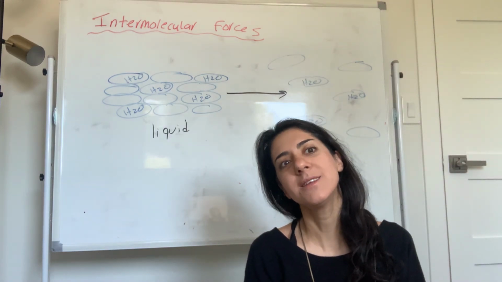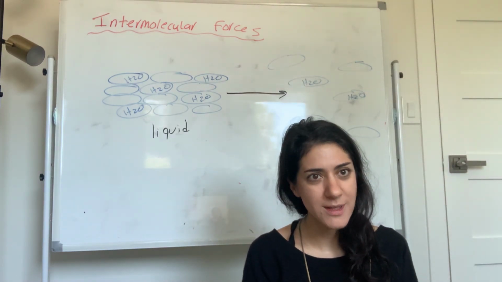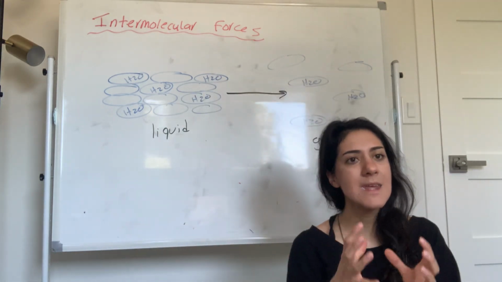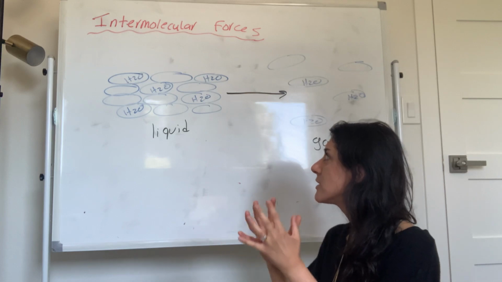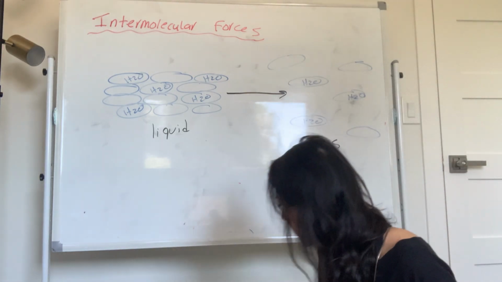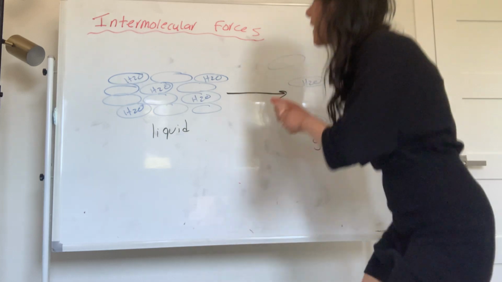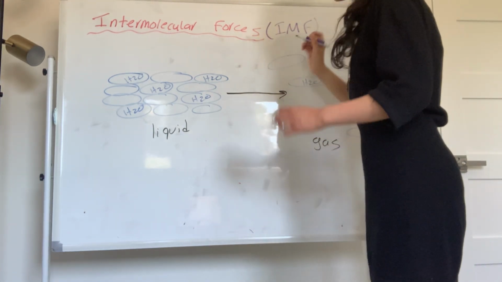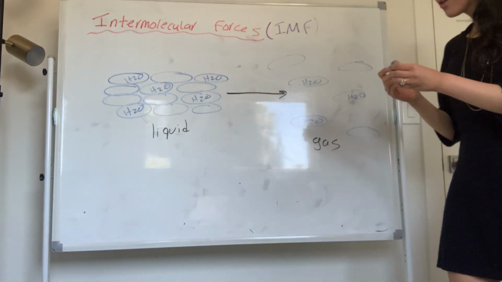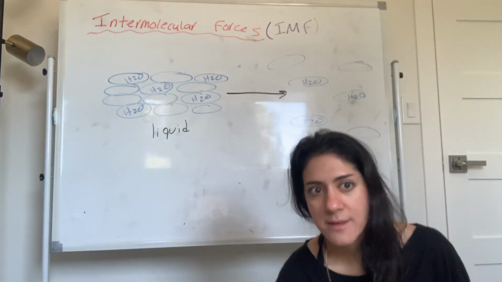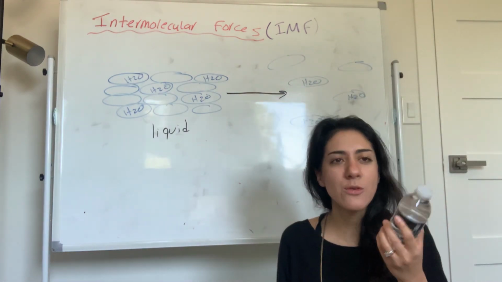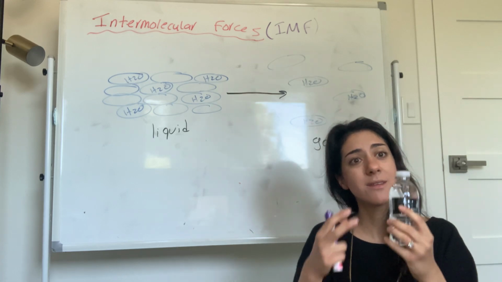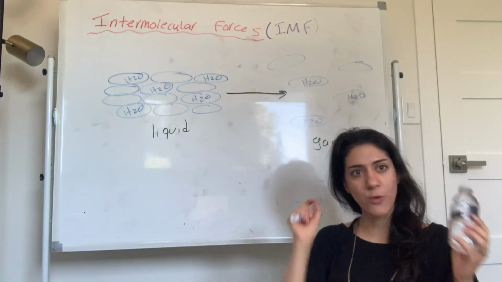The reason is because of intermolecular forces. Intermolecular forces, which we also call IMF, are forces that keep the liquid and the solid together. An example is here, in this bottle, I have millions of water molecules, but they're not running away from each other. They're nicely held together because they're held together through intermolecular forces.